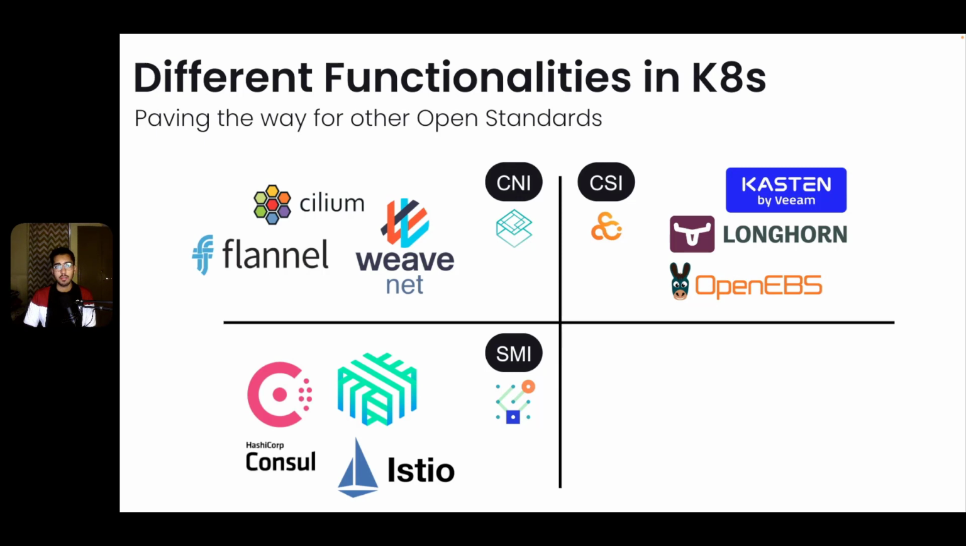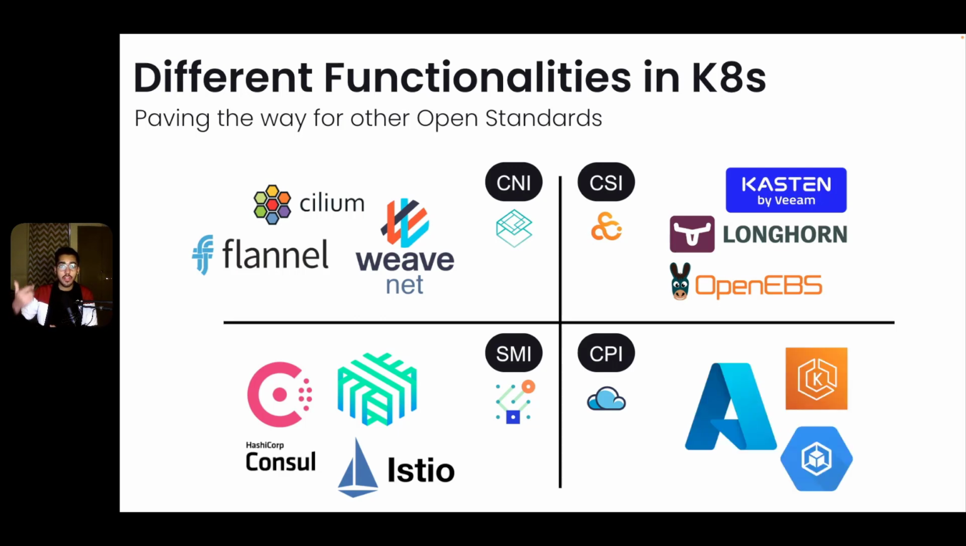And these are some of the examples from across the ecosystem. So we have HashiCorp Consul, we have Linkerd, and we also have Istio. And if you have been involved in the cloud native ecosystem, you would have definitely heard of these particular names. And the last but not the least in the list is the CPI, which is the cloud provider interface. And that is how we are able to use Kubernetes on cloud platforms, right? So the very famous tools out there, we have Azure Kubernetes Service, we have EKS by AWS, we have the GKE by Google.